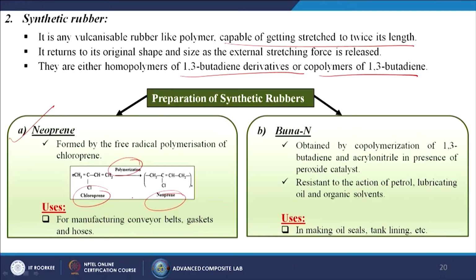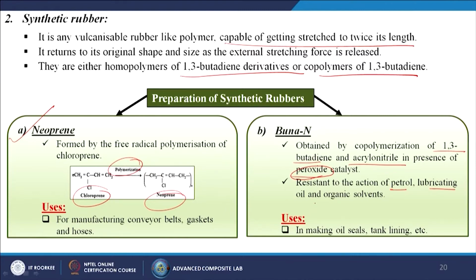Another example is Buna N, generally obtained by copolymerization of 1,3-butadiene and acrylonitrile in the presence of a peroxide catalyst. As I already told, we generally do the vulcanization with sulfur or a hydrogen peroxide catalyst. It is resistant to the action of petrol, lubricating oil and organic solvents. That is why Buna N is generally used for oil seals, tank lining and so on.